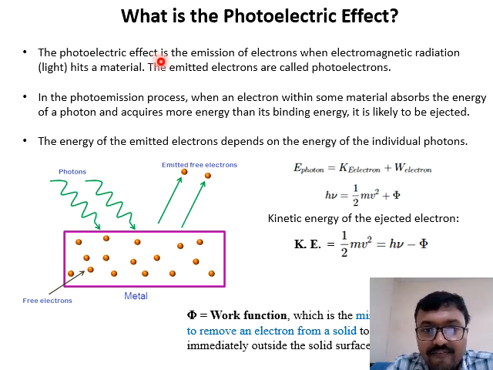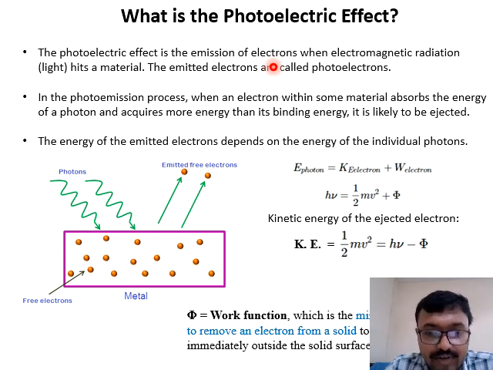So photoelectric effect is the emission of electrons when electromagnetic radiation or light, which should have high energy, not low energy electromagnetic radiation, hits a surface. High energy electromagnetic radiation, when hit on a surface, emits photoelectrons. The emitted electron is called photoelectron, and this phenomenon is called photoelectric effect.